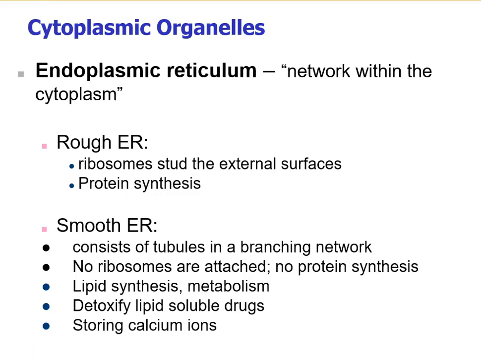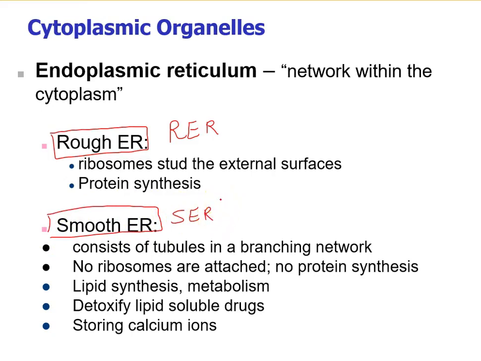Next organelle is called endoplasmic reticulum. There are two types of endoplasmic reticulum inside of the cell. We have rough endoplasmic reticulum, or RER, and then the next one is smooth endoplasmic reticulum, or SER. The rough endoplasmic reticulum is like a factory with tiny workers, as the ribosomes are attached to its outer surface.